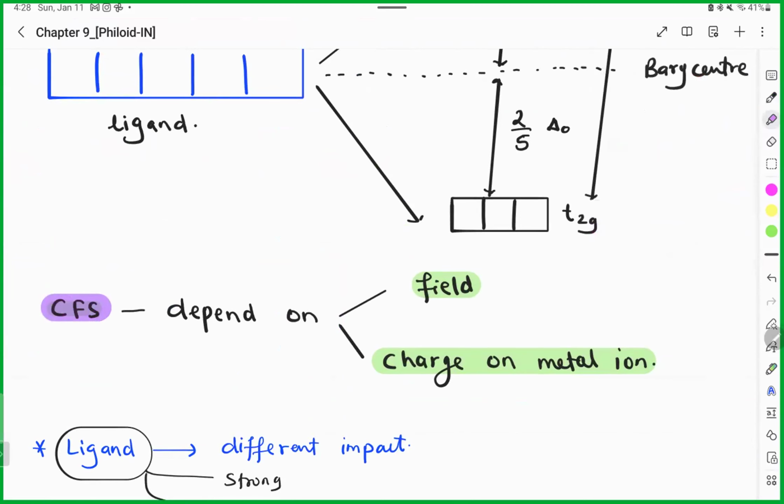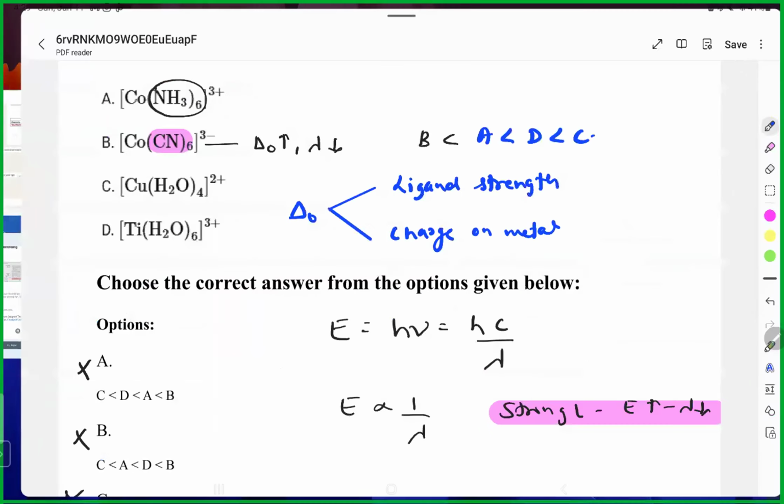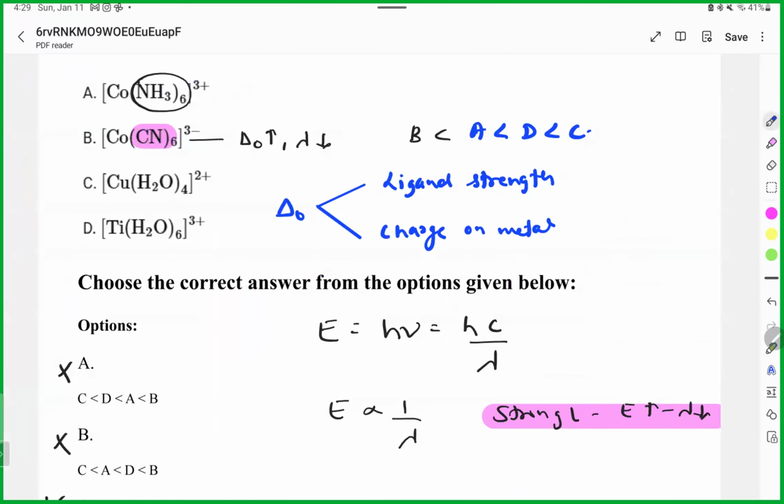Crystal field splitting means energy. This energy directly depends upon the ligand field and charge on the metal. So it was a pure NCERT question. Correct? Any doubt? No, sir.